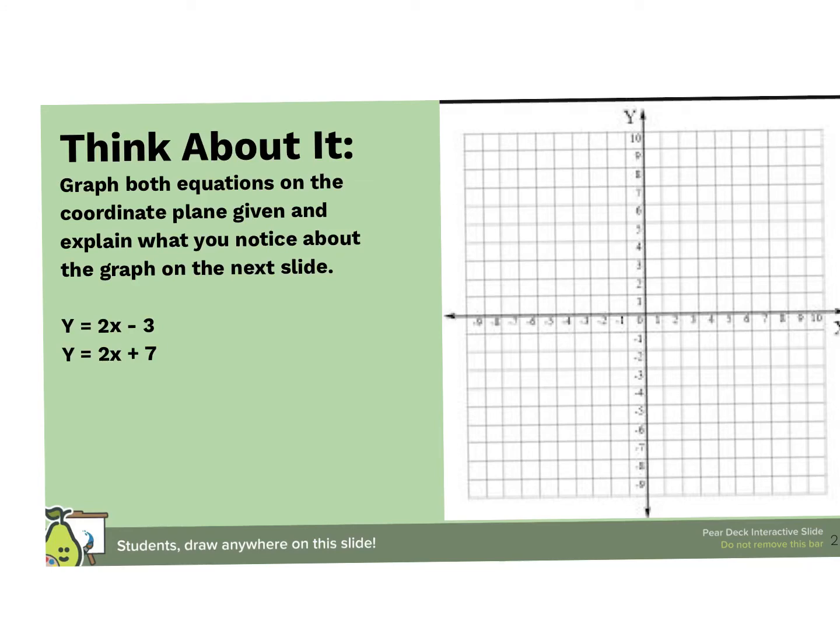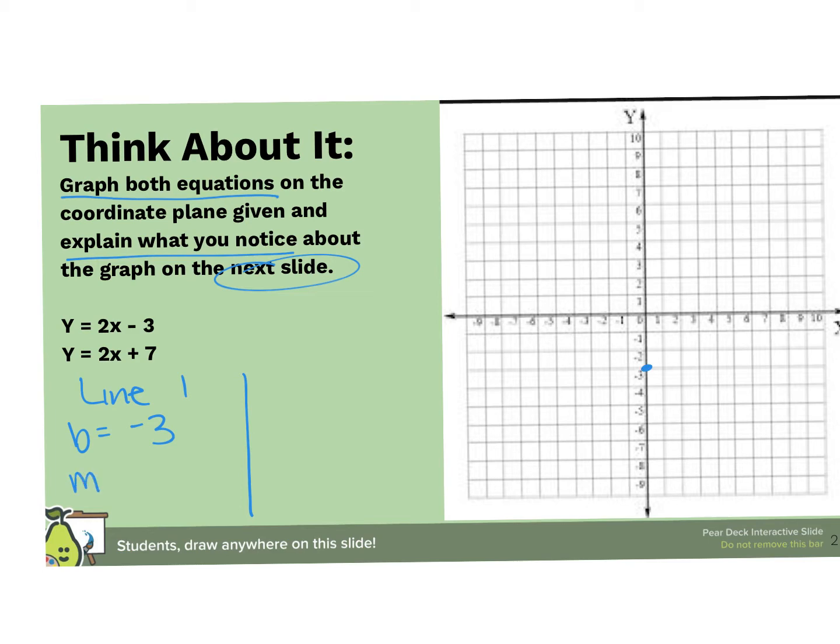All right, so let's work through this. Think about it. We're going to graph both equations and then explain what we notice on the next slide. So just like what we did yesterday, let's start with line 1. We need the y-intercept, which is -3. So let's put that on the graph right here.